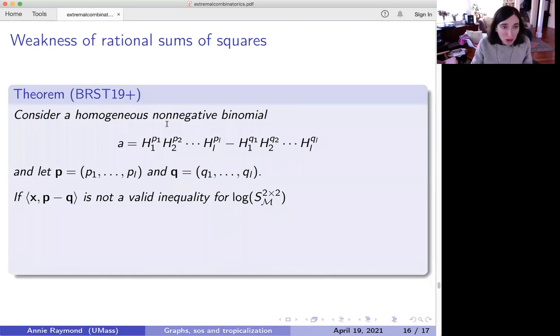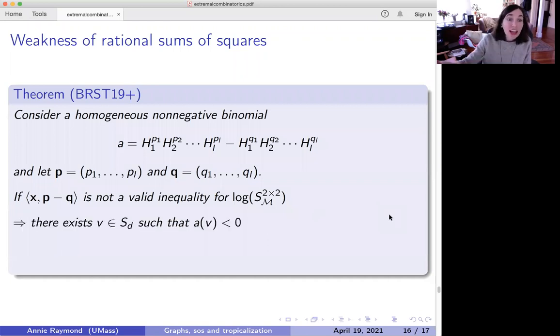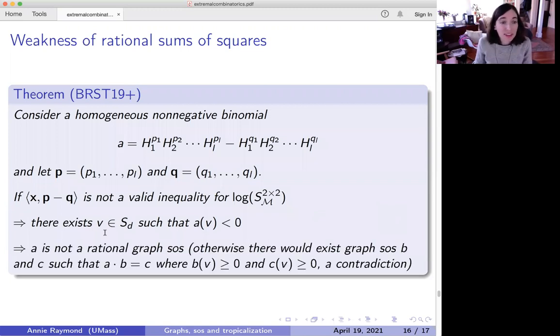So if I have some binomial that is non-negative, so some binomial A with these powers for my graphs, I can take the log of that, right? And the log of that is going to give me such an inequality. So I want to show that this inequality is not valid on the log of my 2 by 2 relaxation. And if I'm able to do that, then that means that there exists a point within my sums of squares profile that is on the other side of A, such that A applied to V is smaller than 0.